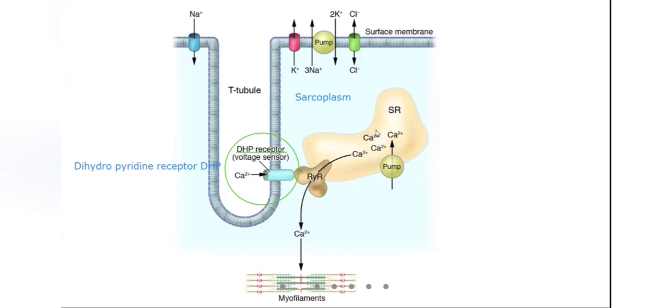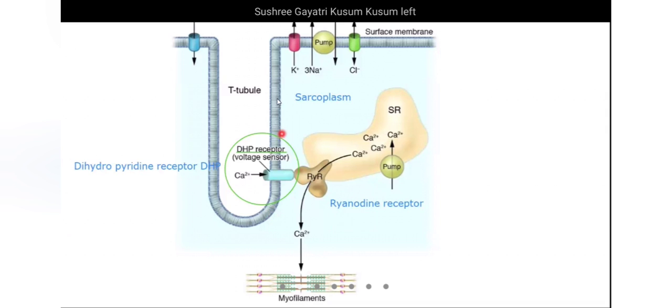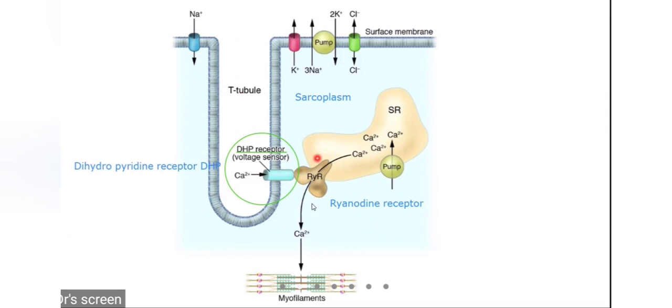Now here, if you see, there is something called the RYR. This is called the ryanodine receptor. So two important things you will have to remember in this T tubule. One is the DHP receptor, which is directly situated on the T tubule. Another is the ryanodine receptor, which is situated on the sarcoplasmic reticulum. The function of this ryanodine receptor is to allow calcium from the sarcoplasmic reticulum to come outside into the cytoplasm or the sarcoplasm. It should come out like this.